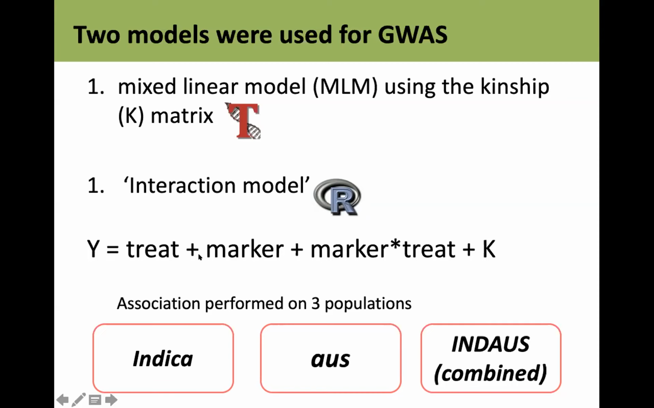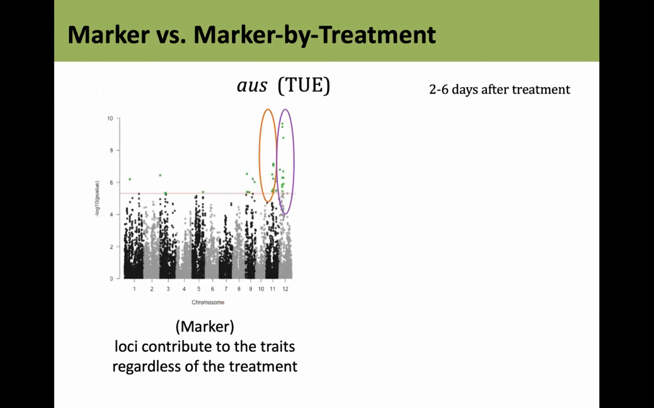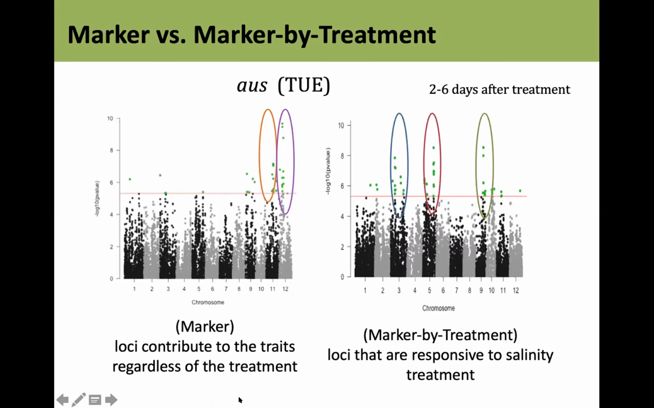And then to determine whether different loci were associated with trait variation in different diversity panels, we used the indica and aus independently, and then we used the combined, which we're calling the IndAus. Okay, and this is just to show you the difference between the marker and marker-treatment interactions. The marker term suggests that any loci contribute to the traits regardless of the treatment, whereas significant loci in this part are responsive to salinity treatment.